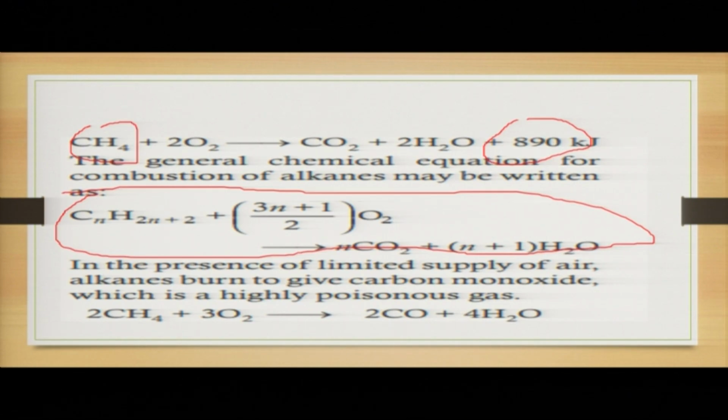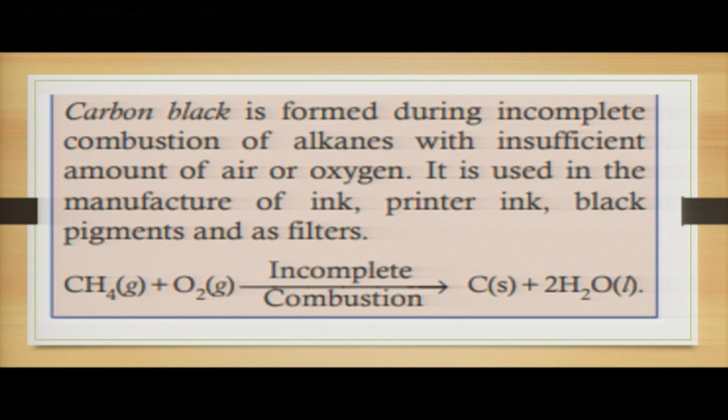So in the limited supply of air, we said carbon monoxide is formed. Of course, you know carbon monoxide is very poisonous when it is inhaled. So we mentioned that carbon can also be formed. And this carbon is a source of the carbon black.